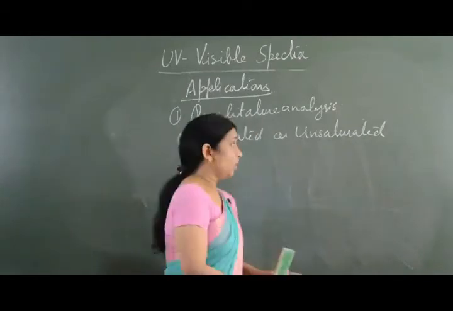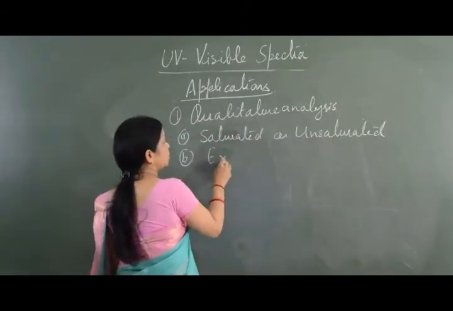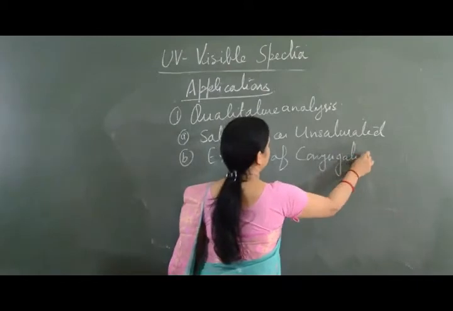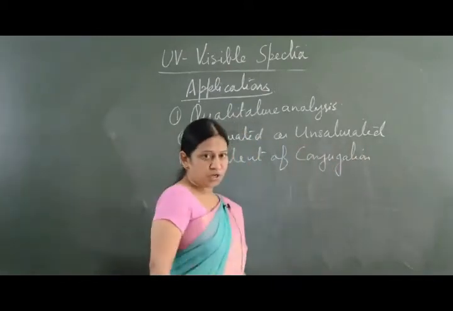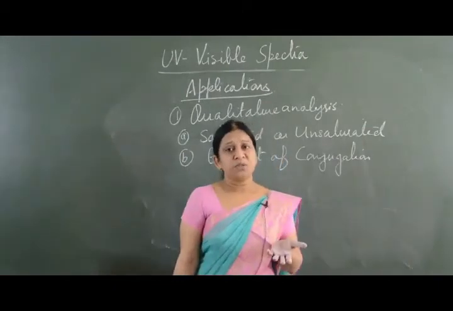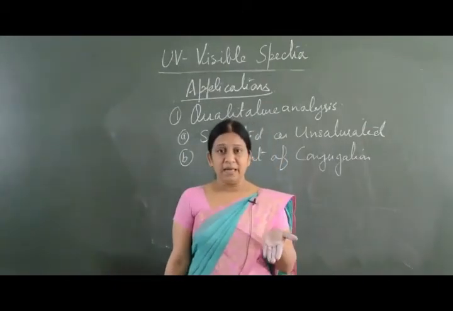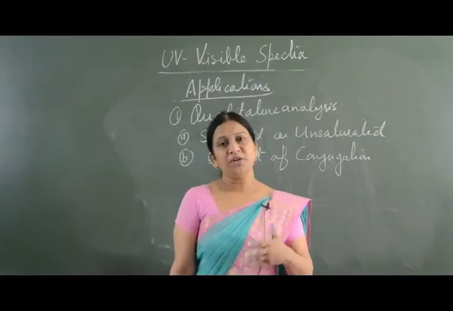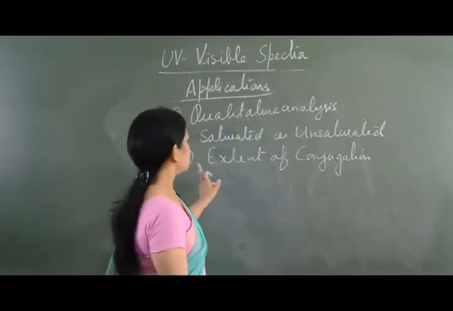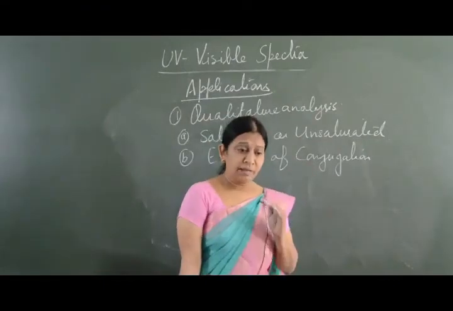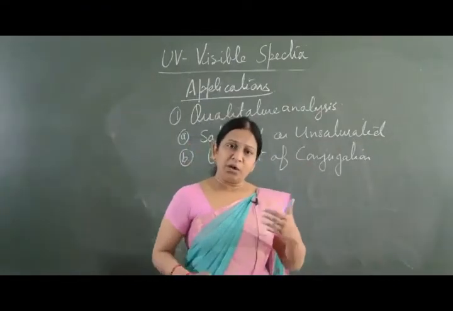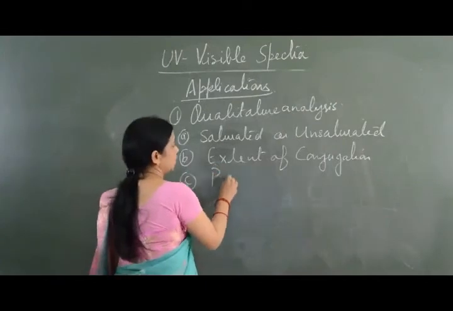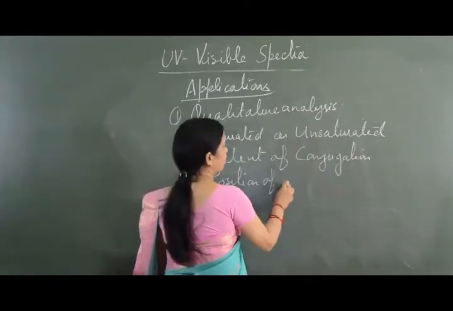And the second thing, it also tells us about the extent of conjugation. How much conjugation is there? If a molecule or a substance has extended conjugation, then the wavelength of absorption is going to increase. So greater the conjugation, greater is the wavelength of absorption. Then we can identify how many double bonds are present and what is the position of the unsaturation or double bond. So it tells us about the position of the double bond.